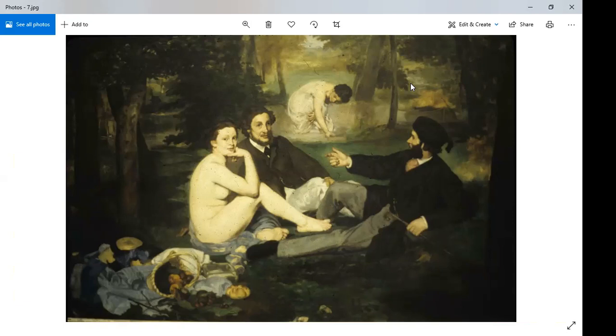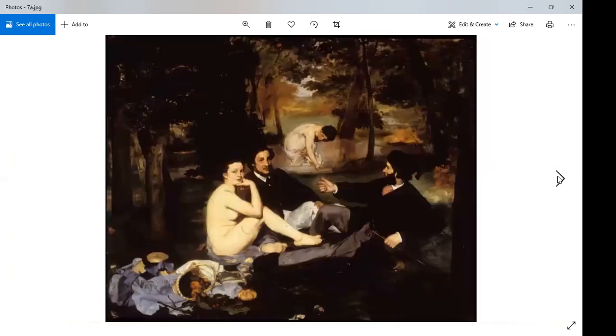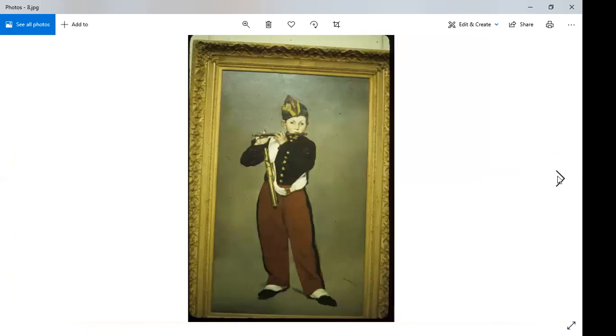So that is not the definition of impression. So let's go now to the must know, and we'll see what the distinguishing characteristics of Impressionism are. First, let's say what this is. It's called The Fifer. I already gave you the title, right? And the date, 1866. Many historians consider this to be the first fully Impressionist painting.